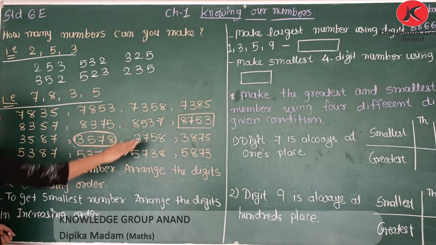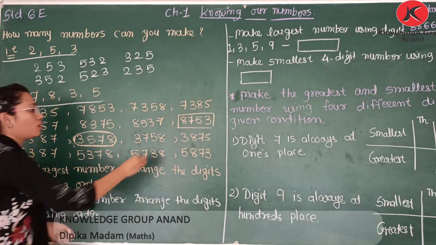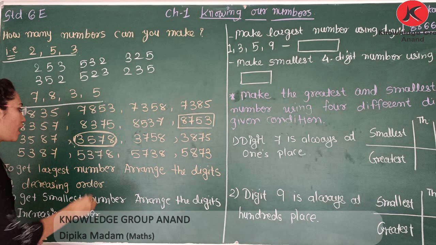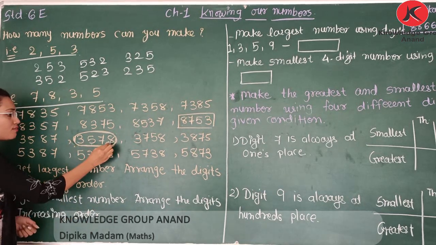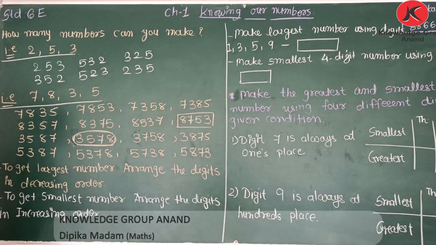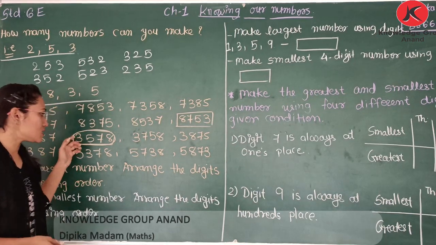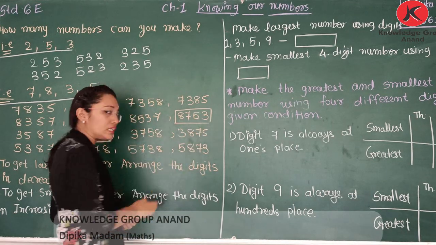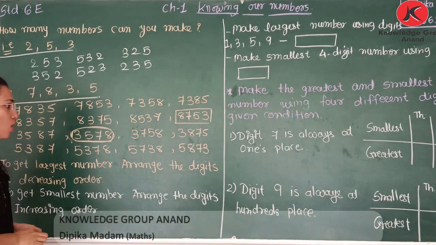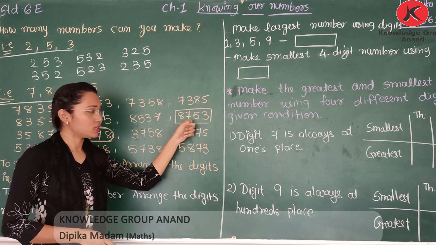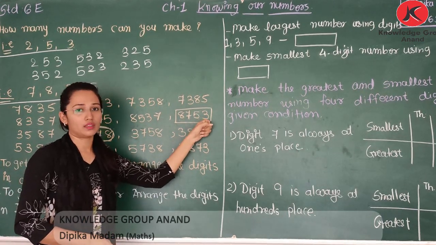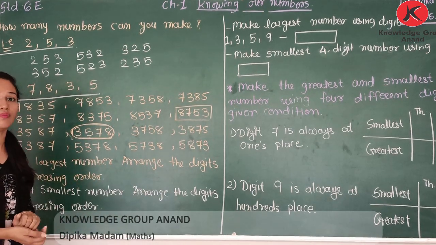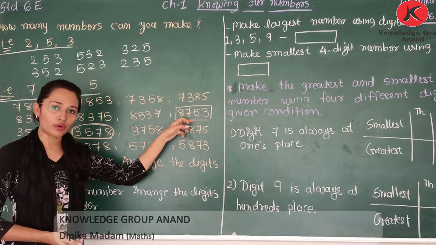So from these many numbers you can see 8753, that is the largest number, and 3578, that is the smallest number. You can conclude that if you arrange the digits in decreasing order, 8 is the largest digit, then 7, then 5 and then 3. If you arrange the digits in decreasing order, you will get the greatest 4-digit number.